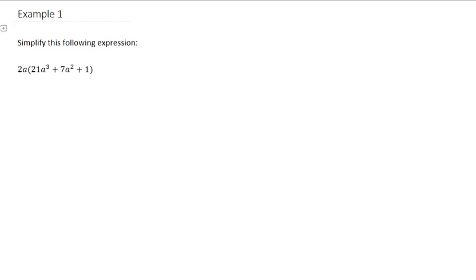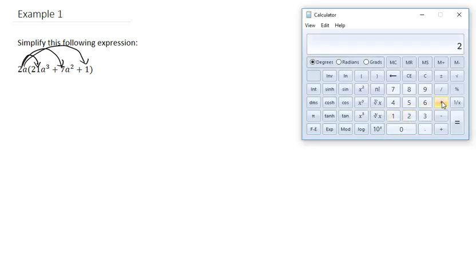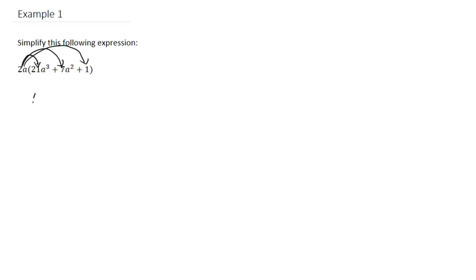So we have 2a times everything in this parentheses, which is 21a to the third plus 7a squared plus 1. So like before, we're just going to first go ahead and multiply this number by this first term, then the second, and then the third. So for this first one, we got 2a times 21a to the third. So we can get our calculators out, and we can go 2 times 21, which is equal to 42. So we have 42. Then we have this a, which is just to be understood that there's a 1 there. So we have a1 and a to the third. So when we multiply like terms, we keep the base and we add the exponents. So it's 1 plus 3.